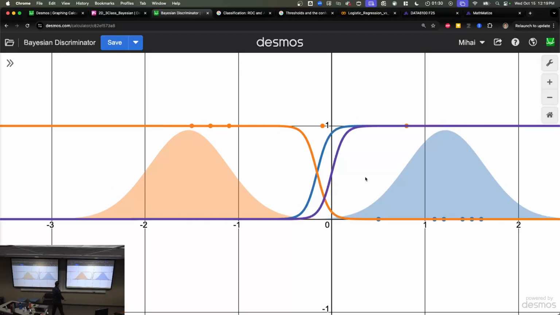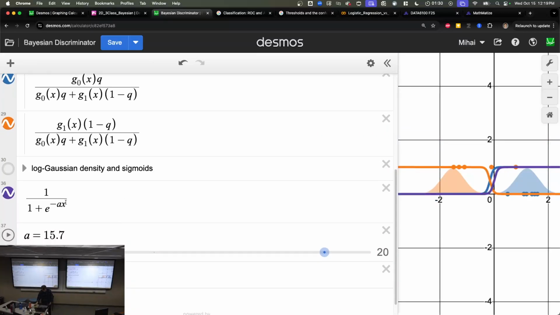So the purple was the sigmoid. Now it's the sigmoid of something times x. This is the sigmoid of, we've applied a multiplication to the x value before we put it in the sigmoid. This one goes through 50%, like we said before. This one goes through 50% here, a little bit to the left. Maybe I should subtract off something. So let's subtract a little bit.